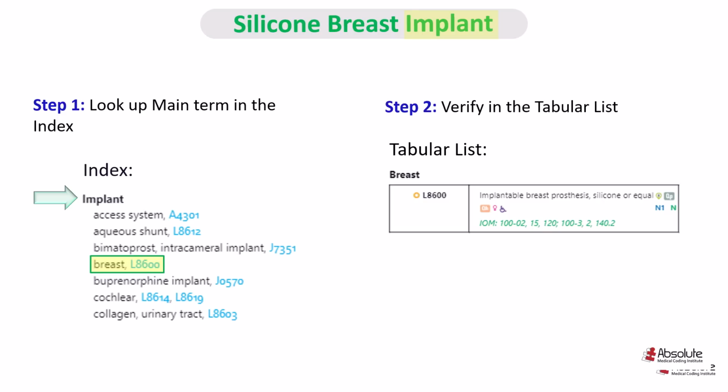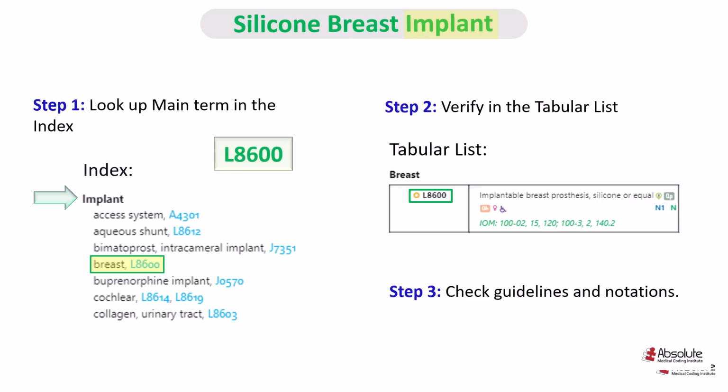I like it, but step 3 says, check your guidelines and notations. I don't see any guidelines or notations in the tabular list, so L8600 is our code. So coders, how do you like that?